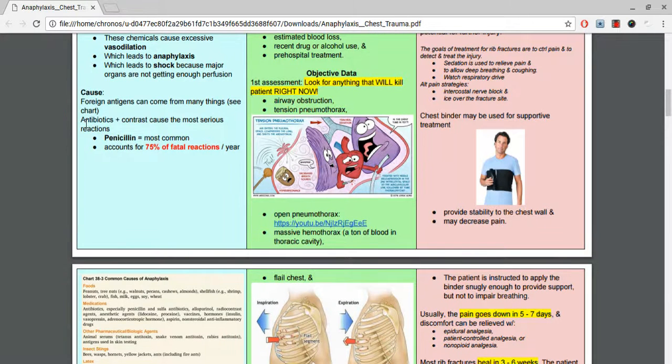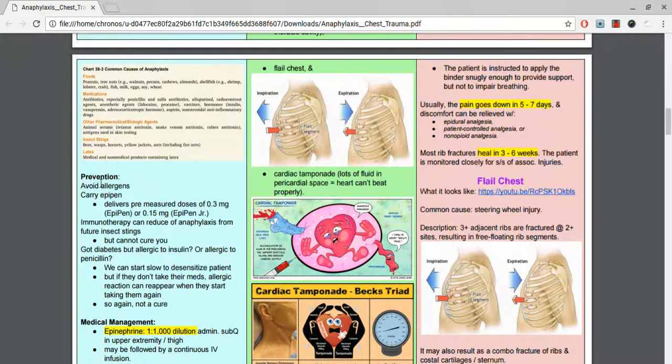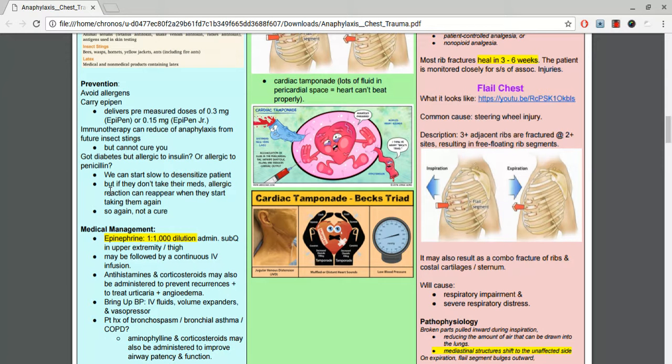I wanted to tell you that antibiotics and contrast dyes cause the most serious reactions, and penicillin is the most common one that you're going to see in the hospital, and it accounts for 75% of fatal reactions per year. Now here's the chart that you can zoom into and read up on if you would like. Prevention: basically avoid the allergens. Carry an EpiPen. It delivers a pre-measured dose of 0.3 milligrams or 0.15 milligrams.